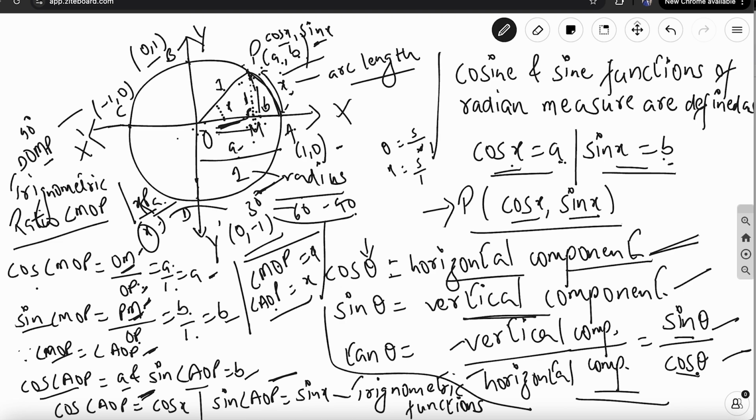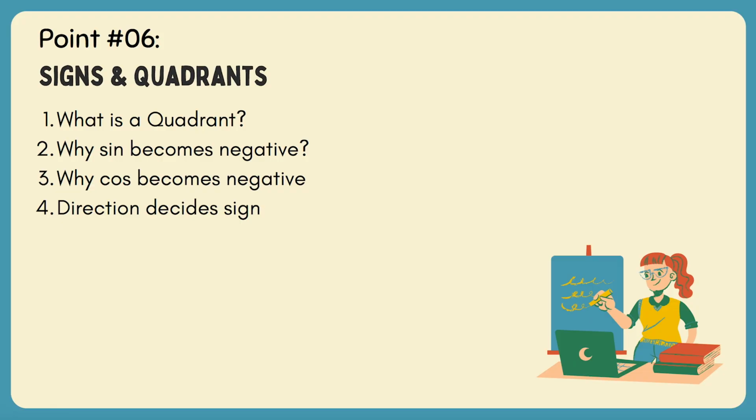I know that we have gone a bit deeper into trying to understand the basics behind these trigonometric ratios and trigonometric functions, but I just hope the concept must be clear to you guys. Now let's move on to the next topic. Next, let's try to understand the signs and quadrants of these trigonometric functions.